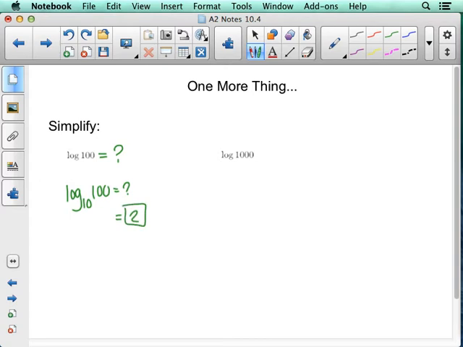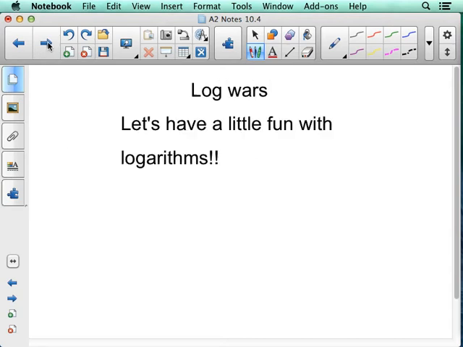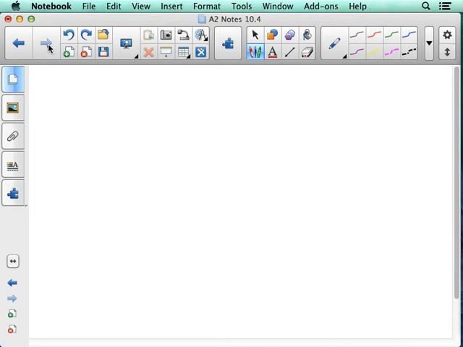Okay, here I have another log base 10. This is our common logarithm. So I have log base 10 of 1,000. It's asking 10 to the power of what equals 1,000? Well, 10 to the power of 3. So this must equal 3. That's the same thing. And that's it.